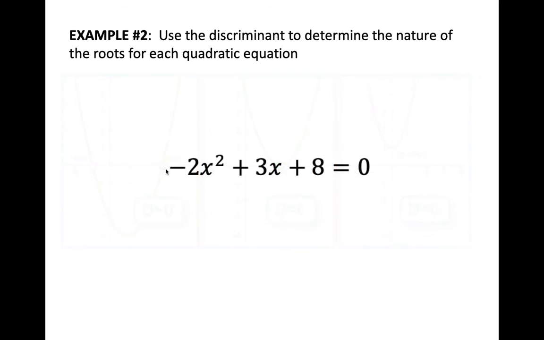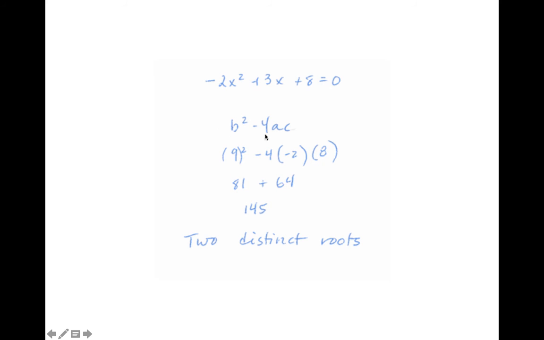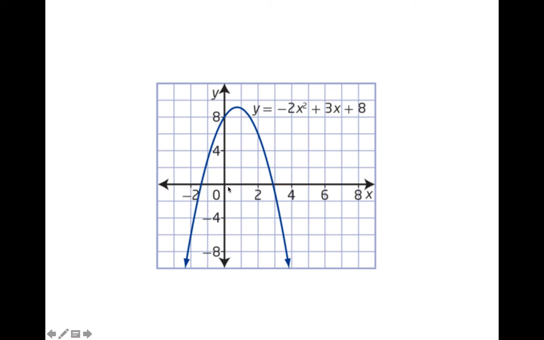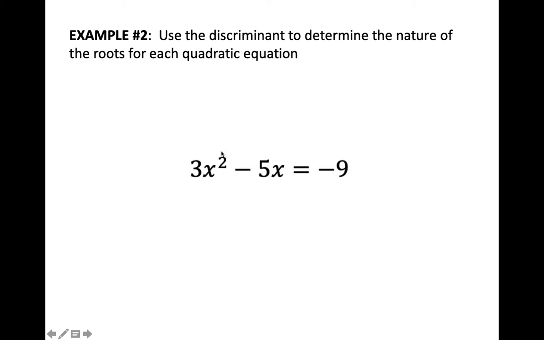That leads us to the type of question like the following, where they say, use the discriminant to determine the nature of the roots for each quadratic equation. So what we will do is simply take that little thing under the square root sign, b squared minus 4ac. We plug in the numbers, find our number, and find that it's a very positive number, which means that this quadratic function will have two distinct or two real roots. And sure enough, when you graph it, you can see it has two places where it crosses the x-axis. Next one.